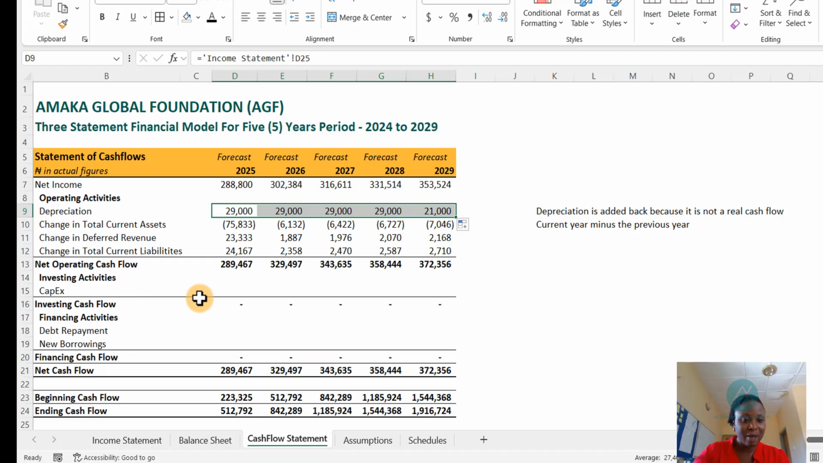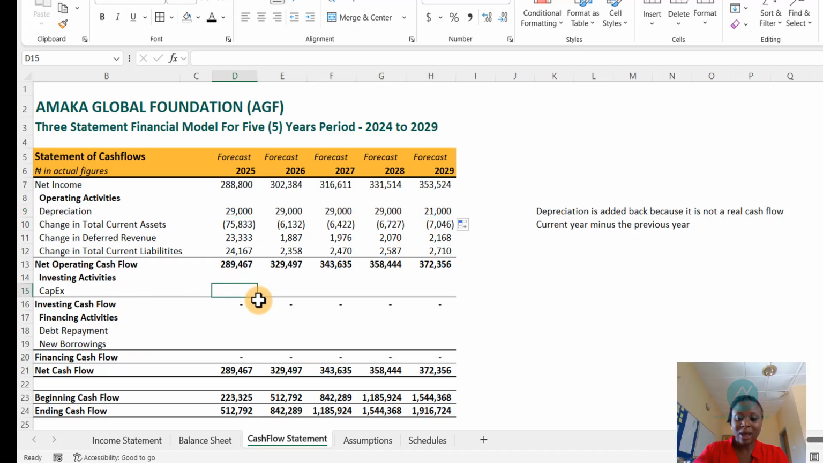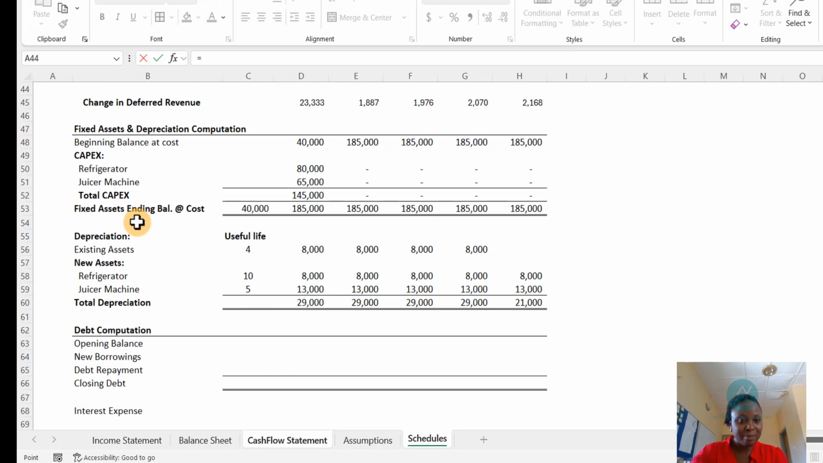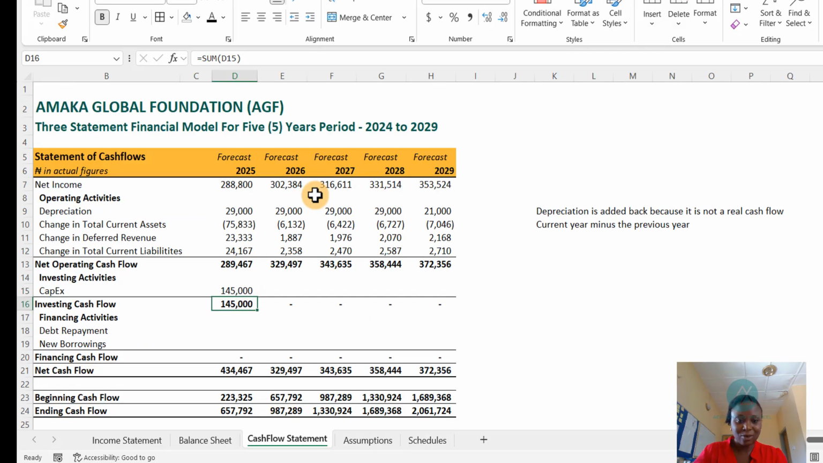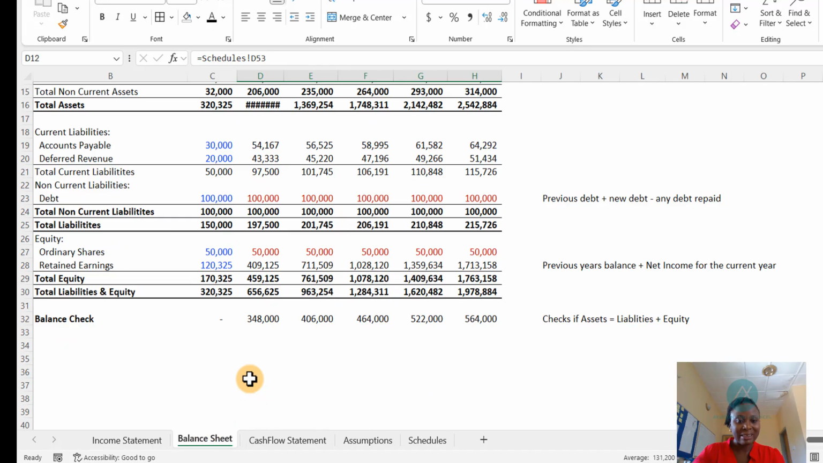Then remember your capex, you made some capital expenditure. You go back to your schedule. Remember capex from this month, you can just total. You can just put the total here. I think the total is total capex. Yes, this is total capex. So you can now fill this way. Good. So let's see if our balance sheet balances.